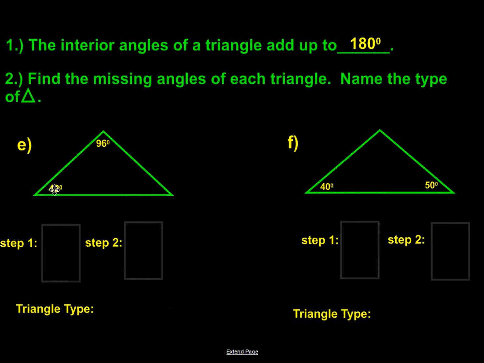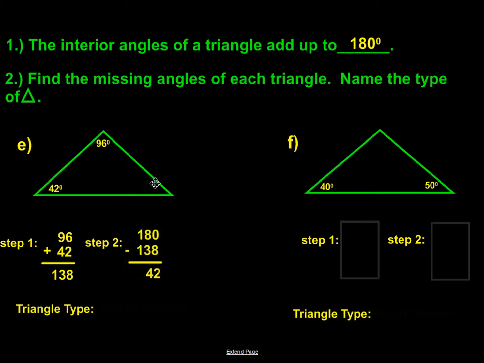So we were given an angle of 42 degrees and an angle of 96 degrees, and we have to figure out what the missing angle is over here. To start, we want to take the two angles that we were given, add them together, and that gives us 138. We take the answer to that and subtract it from 180 degrees, and that gives us 42 degrees. So that means that the missing angle is 42 degrees. Now to classify this, as I look at the three different angles, I see we have one angle that's larger than the others, and it's larger than 90 degrees. So that would be an obtuse angle, and that would make this an obtuse triangle.